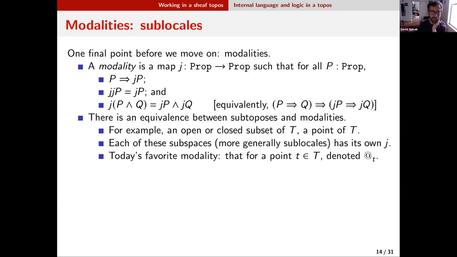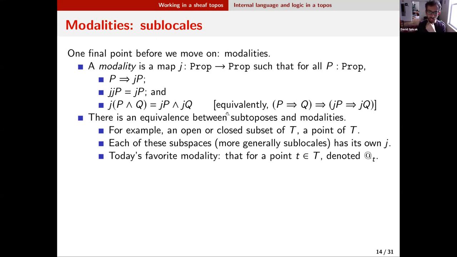The last thing I need to tell you about logic is something called a modality, and a modality is a map from Prop to Prop that's kind of a closure operation. It takes any Prop, say an open set P, and returns some slightly bigger open set, J of P. If I do this operation twice, it's the same as doing it once, and this operation commutes with and, or equivalently, this operation is monotonic. So it's not too bad. It's just some kind of closure operator that's monotonic.